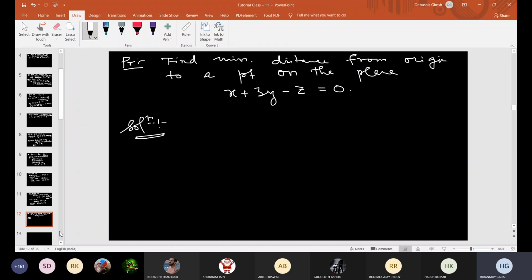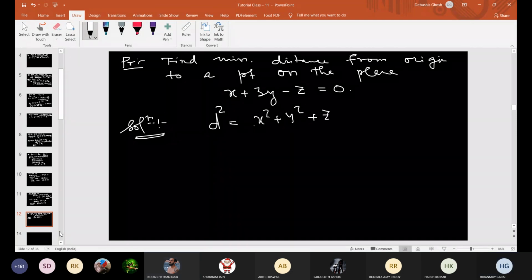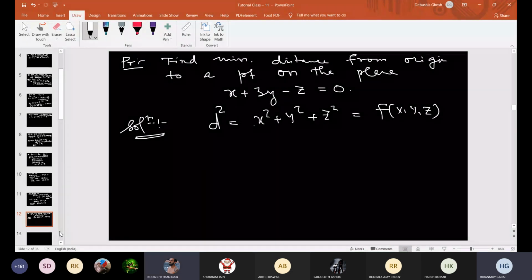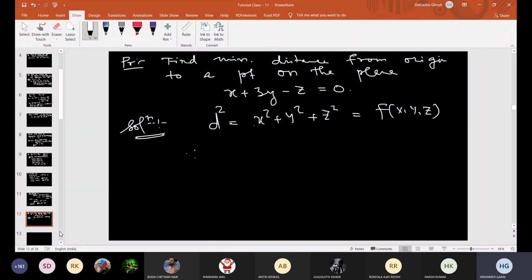The point on this plane is (x, y, z). So the distance function d between the origin and the point (x, y, z) on this plane is d equals the square root of this. We are considering d square as the function, that is x square plus y square plus z square, so we can consider this as the function f of (x, y, z). We have restricted how x, y, z vary, which is given by this relationship. So we can replace z by x and y. Therefore f of (x, y) shifts to g of (x, y), which equals f of (x, y) with the relation z equals x plus 3y.